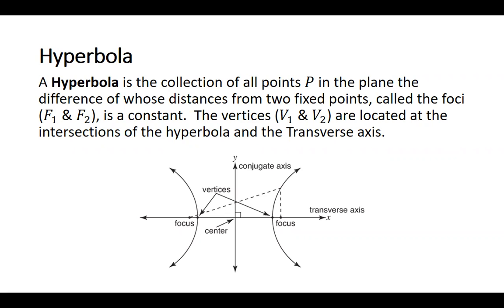The vertices V1 and V2 are located at the intersections of the hyperbola and the transverse axis. So now that axis, what we called the axis of symmetry for a parabola, is the transverse axis. And now we have a conjugate axis. That's the axis that is perpendicular to the transverse axis, centered between the two hyperbolas. So basically it's the line that passes through the center perpendicular to the transverse axis. So we can see how this works.